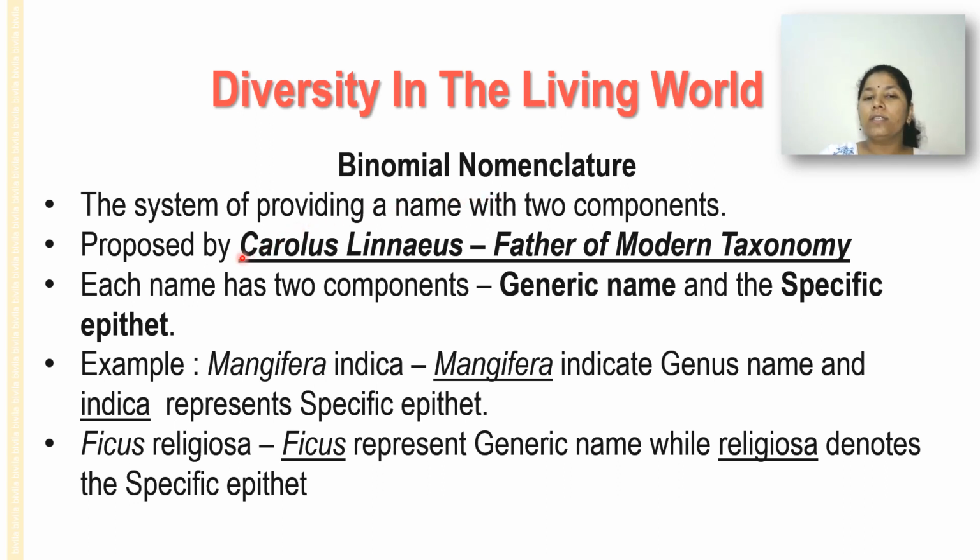In binomial nomenclature, each scientific name has two components: the generic name, also known as the genus, and the specific epithet, or species name. For example, in Mangifera indica, Mangifera is the genus name and indica is the specific epithet. Another example is Ficus religiosa, the scientific name of the peepal tree. Again, Ficus is the genus name, while religiosa is the specific epithet or species name.